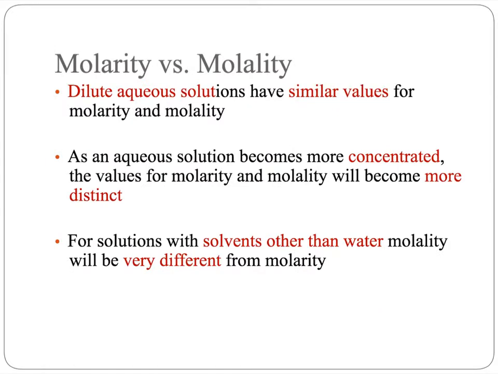In dilute aqueous solutions, which are most commonly what we're working with in lab, the values for molarity and molality will be very close. But as a solution becomes more concentrated, the difference between molarity and molality becomes more distinct. And for substances other than water, in solvents that don't have a 1 milliliter per gram density, things that have either a higher or lower density than water, there is a much greater difference between molality and molarity because of that density difference.